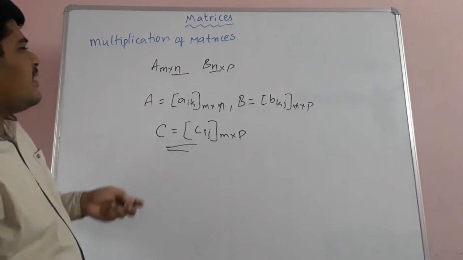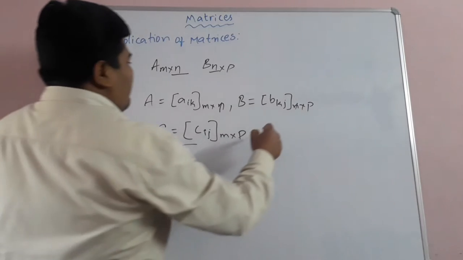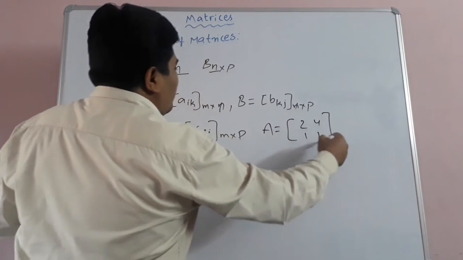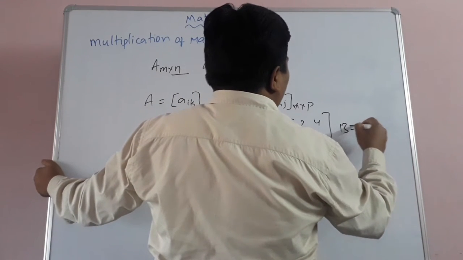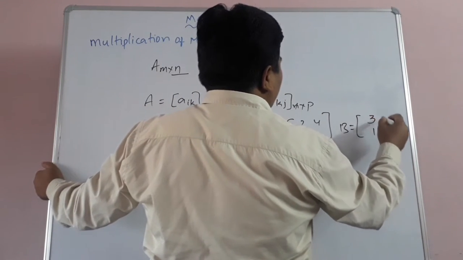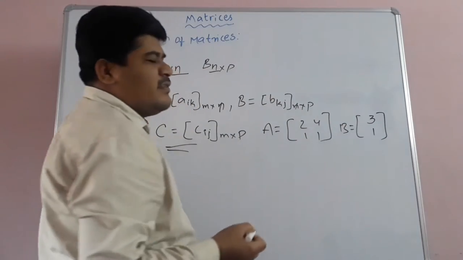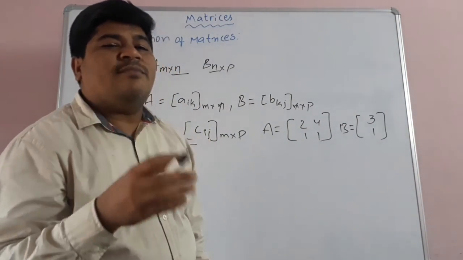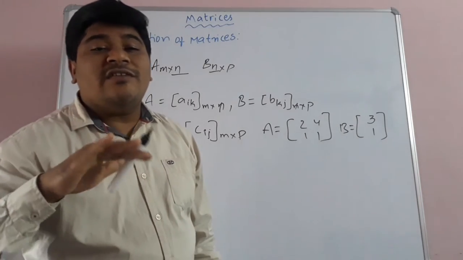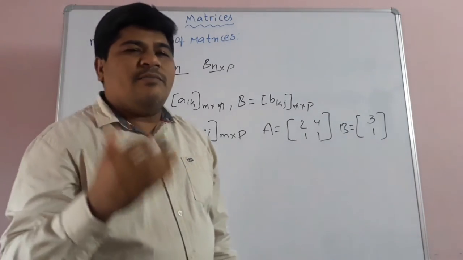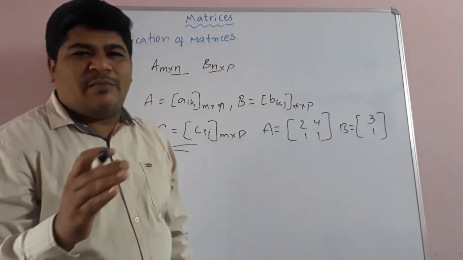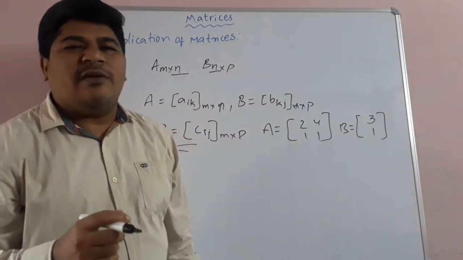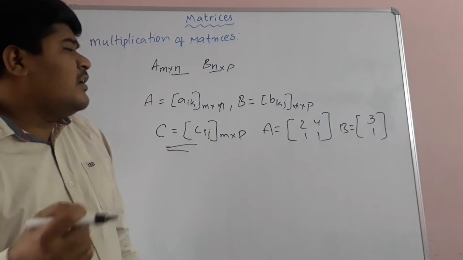So children, I will give one example here. Suppose matrix A is equal to [2 4; 1 1], and matrix B is equal to [3; 1]. What is the product of these two matrices? First we have to check the order, children: whether the number of columns in the first matrix and the number of rows in the second matrix are equal or not. If those are equal, then we can proceed with the multiplication. If not, we cannot do multiplication.